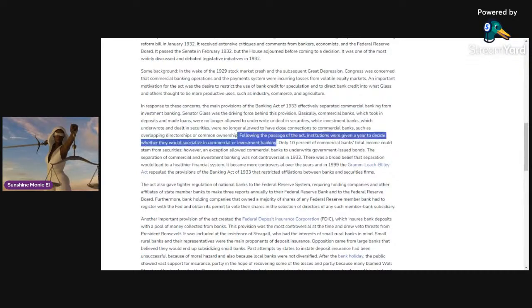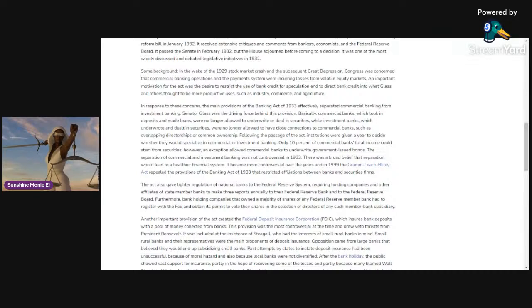Following the passage of the act, institutions were given a year to decide whether they were specialized in commercial or investment banking. Only 10% of commercial banks' total income could stem from securities. However, an exception allowed commercial banks to underwrite government-issued bonds. The separation of commercial and investment banking was not controversial in 1933. There was a broad belief that separation would lead to a healthier financial system.